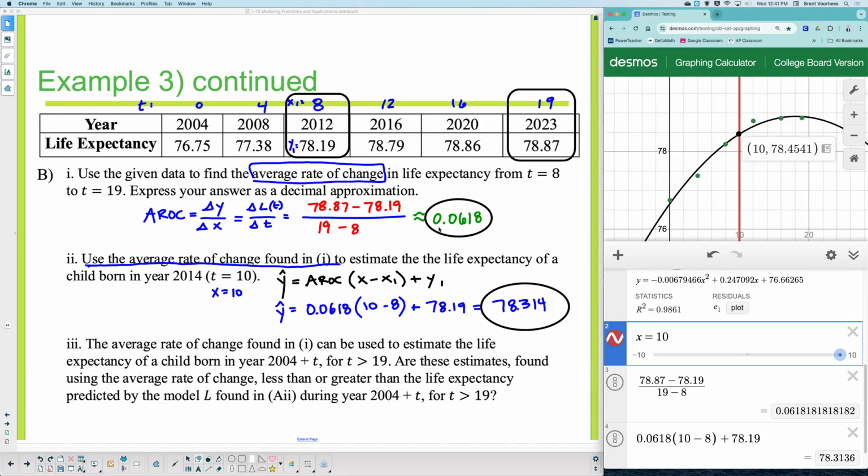An average rate of change comes from a line. It's like a slope of a line. Okay, so I just want to be really clear on that. Another way students have asked, can I do it this way? If I know it changes by this much, here's another way.